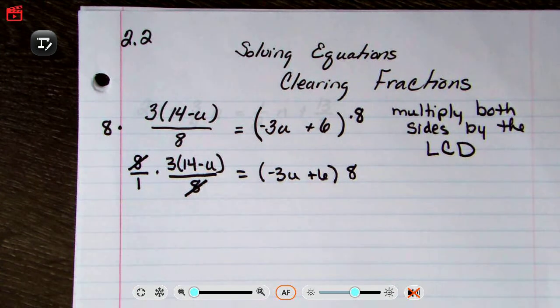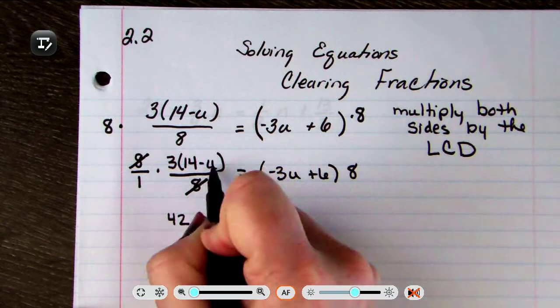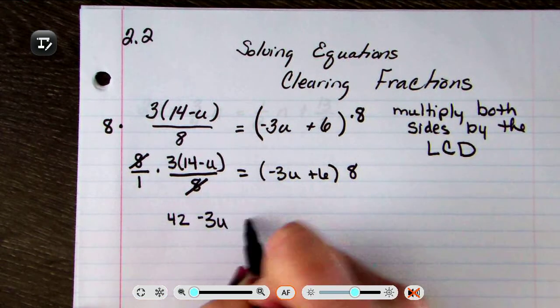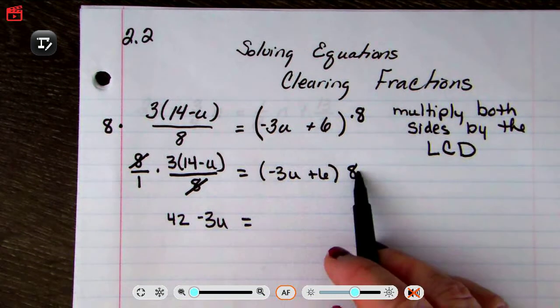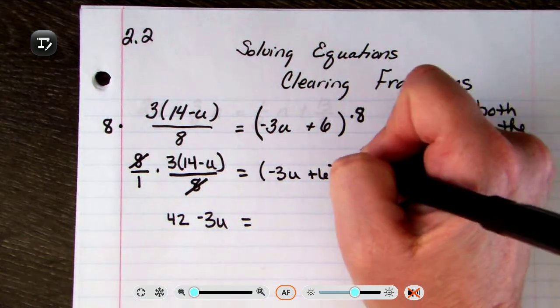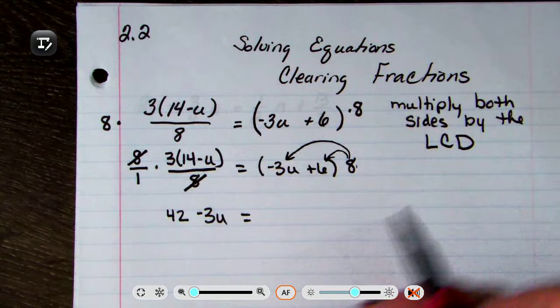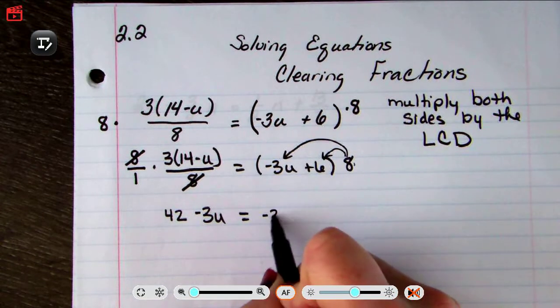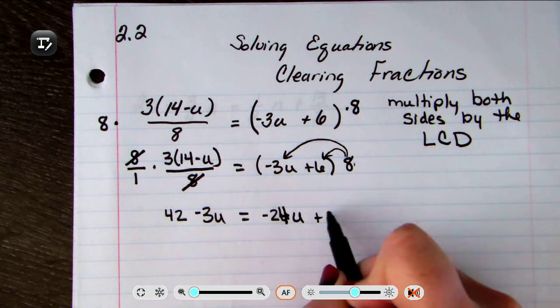And now I'm going to take and distribute that 3 through. So I'm going to need to take 3 times 14, which is 42, minus 3u. So I'm distributing it to both pieces. Here I'm going to distribute this 8, because remembering we can just multiply on either side. So I'm going to distribute here as well. So this gives me a negative 24u, and then plus a 48.